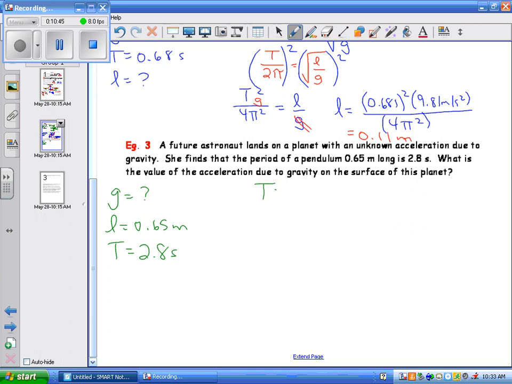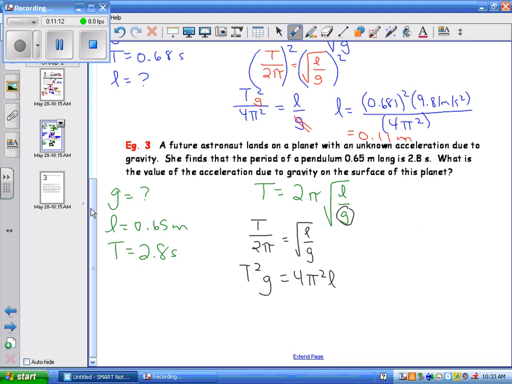So period is equal to 2 pi times the square root of L over g, and g is what we're looking for. We're going to start the same way: T over 2 pi is equal to the square root of L over g. So we get T squared g equals 4 pi squared L. All I've done there is square the whole thing and, at the same time, cross multiply. So now all I have to do to find g is divide.